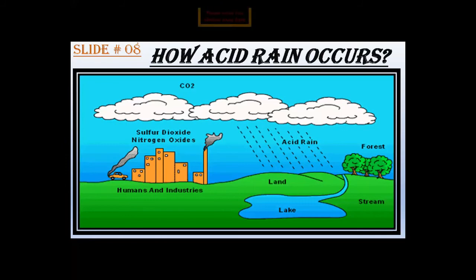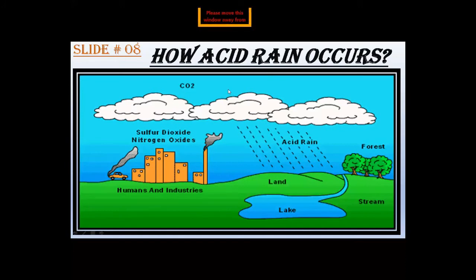It begins when compounds like sulfur dioxide, nitrogen oxides and carbon dioxide are released into the air. These substances can rise very high. These three substances, carbon dioxide, sulfur dioxide, nitrogen oxide, have the ability to rise very high into the atmosphere.